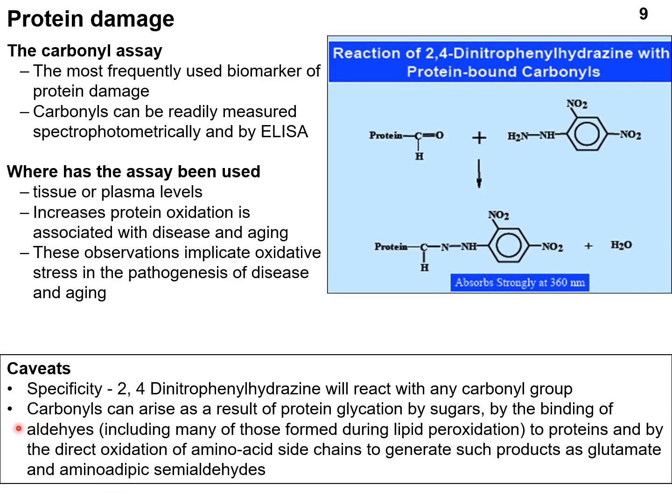Carbonyls can also be generated as a consequence of proteins reacting with aldehydes. Some of these can be formed during lipid peroxidation, so it's an indirect measure of reactive oxygen species. But we can also have direct oxidation of amino acid side chains, such as I showed you in one of the earlier slides, so oxidation of glutamate, for example.